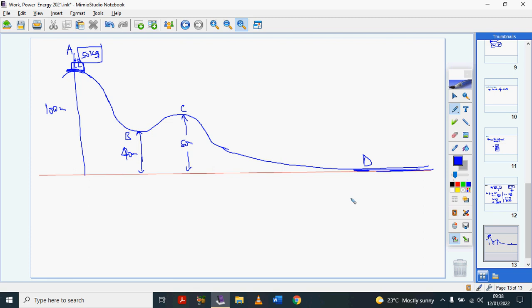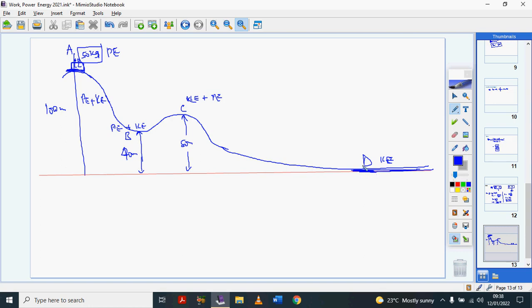Let's see how. We know that energy is going to be transferred in a system. As this object moves, it has potential energy at this position, and it will have kinetic energy at the other positions. As it moves, this potential energy will be transferred into kinetic energy. But not only that, it will still have potential energy at each of these positions, because it has a height above the ground, except here, where its height above the ground is 0.